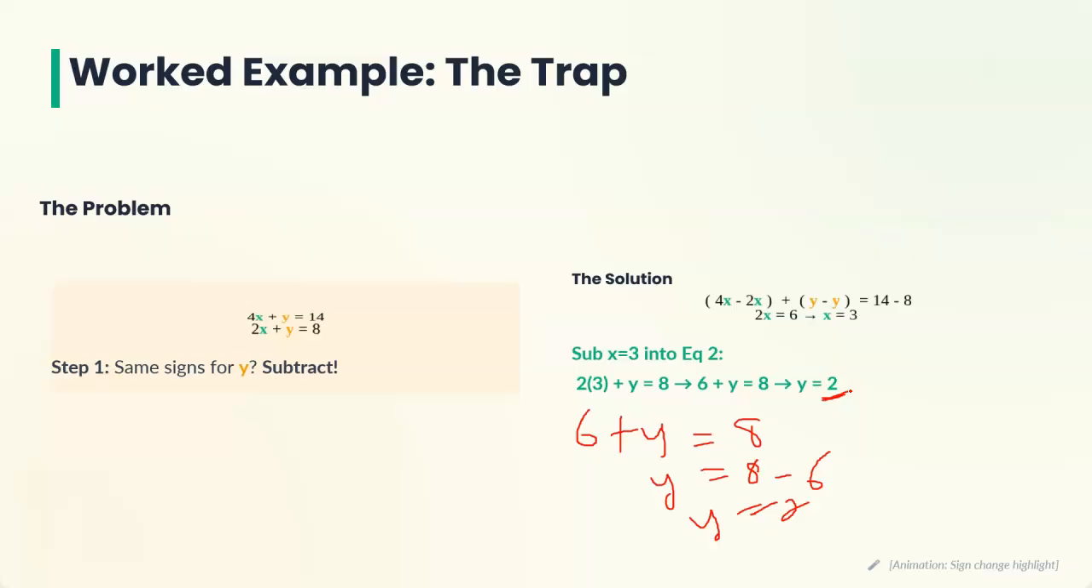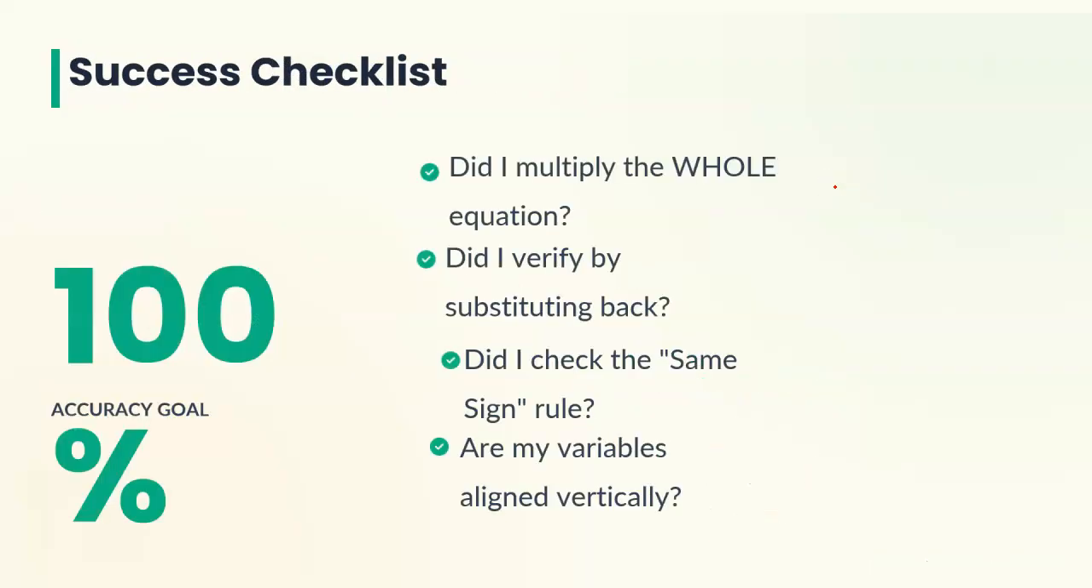I think it's easy. So we can solve something more complex than this. Now, I want you to look at this. These are the things you're going to use to check your accuracy. So did I multiply the whole equation? Did I verify by substituting back? Did I check the same sign rule? Are my variables aligned vertically?